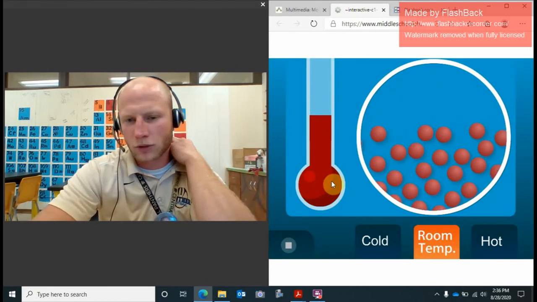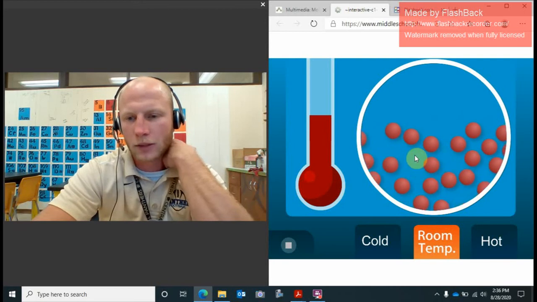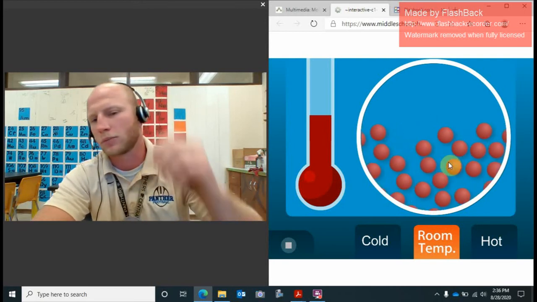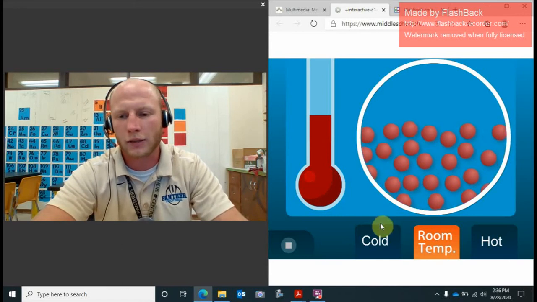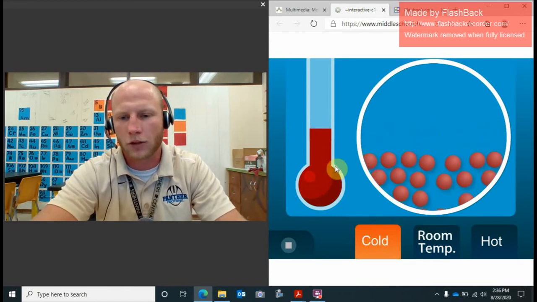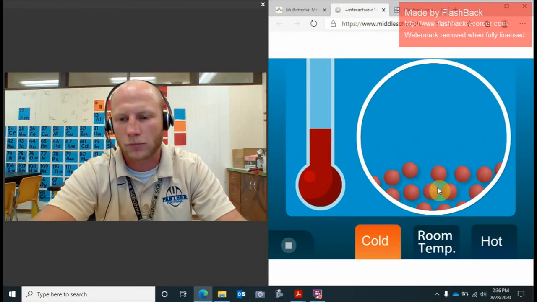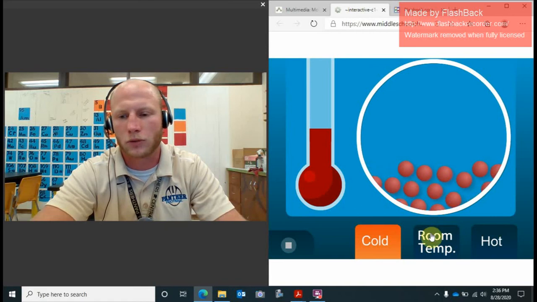So at room temperature, we see the alcohol molecules here, and they're bouncing around. They have a little bit of space in between them. They're mildly energetic, right? Let's cool it down a little bit. The thermometer begins to fall down. That's because the spaces between the particles are becoming smaller. The particles are moving slower. The attractions between them are pulling them closer together.